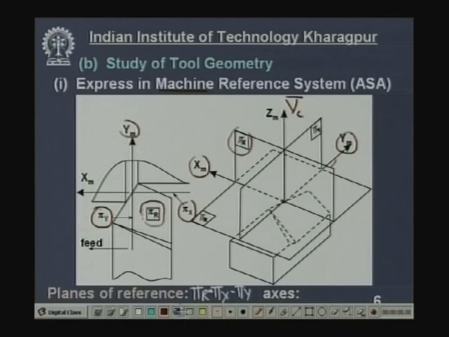So, the axes are XM, YM and ZM. XM is taken in the direction of longitudinal feed, or the main axis of the machine tool, YM is the transverse axis of the machine tool, and ZM is the velocity vector, that is, the vertical line.